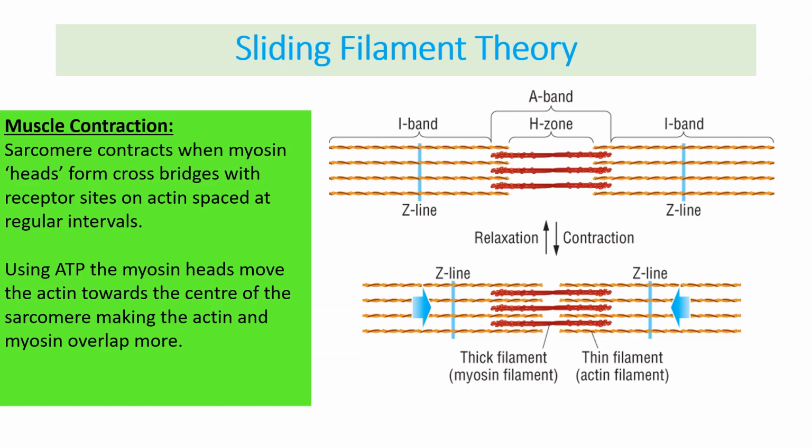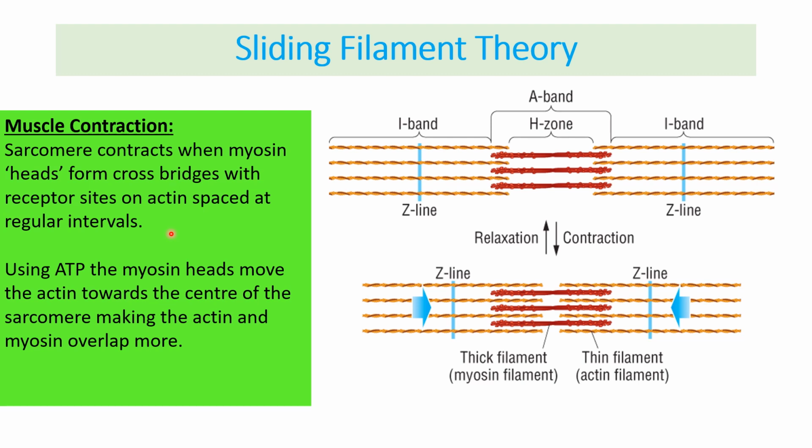So I said to you a moment ago on the last slide, this is all about making this sarcomere decrease in size when we're talking about contractions. So the sarcomere contracts when the myosin heads form cross bridges with regular receptor sites on the actin, and they're spaced out. And then using ATP, don't think it's that simple though, we're going to talk about it in a few minutes, they move the actin towards the center of the sarcomere, making the actin and myosin overlap.